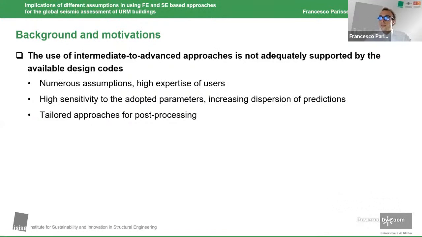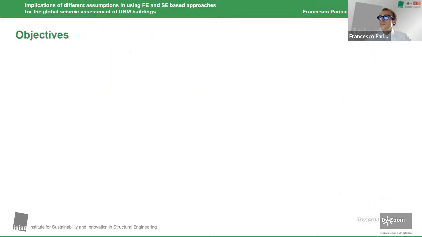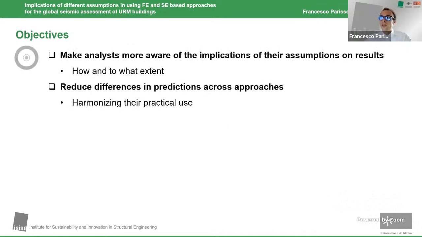In any case, the use of intermediate to advanced approaches is not adequately supported by the available design codes, since these approaches require a very large number of assumptions, so a high expertise of the user, and also they are very sensitive to the adopted parameters, increasing the dispersion of predictions. And of course, they also require some specific approaches for post-processing. So the objective of the presentation and also of my research work is to make the analyst more aware of the implications of their assumptions on results, and reduce the differences in prediction across approaches.